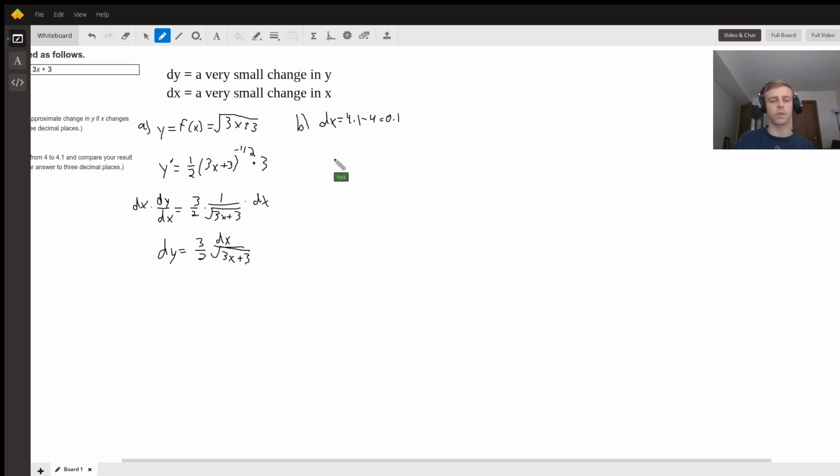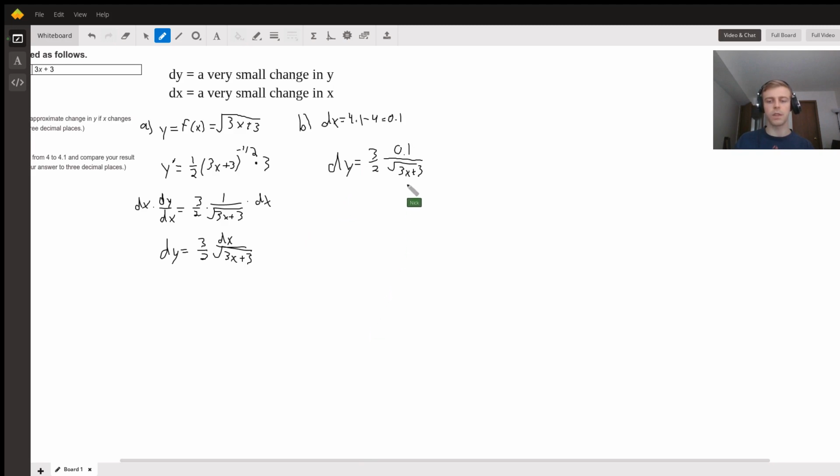So the equation we're actually going to solve here, we're going to be saying dy is equal to 3 over 2, 0.1 over square root 3x plus 3. This is the small change in x causing a certain small change to y. So this dx influences what dy becomes. Now you can enter that in your calculator. The x value is going to be 4 because that's the starting value. Theoretically, you could use either one. Both would give you a pretty good approximation because they're so close together.